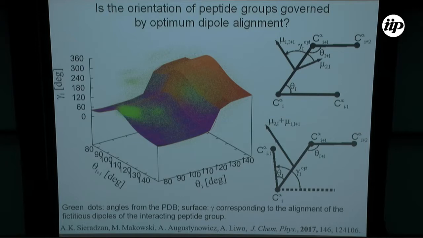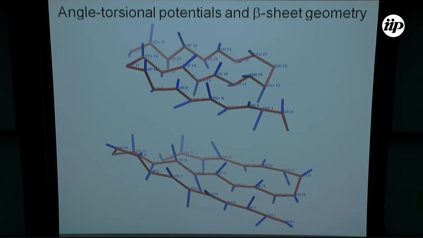Okay, so how does it work? Without considering the dependence on theta, we get a beta sheet like this. So it's way too compressed, way too shrunk, and with considering the dependence on theta, not only on gamma, we get something like this, very nice. And on the other hand, it doesn't destroy the balance between alpha helix and beta sheet.